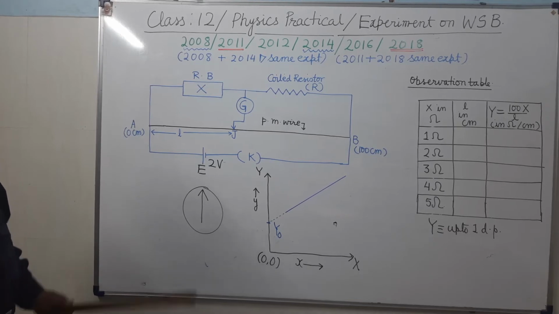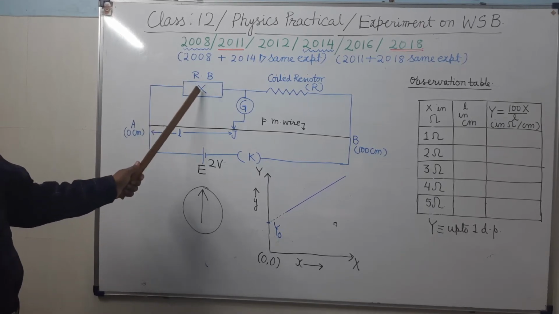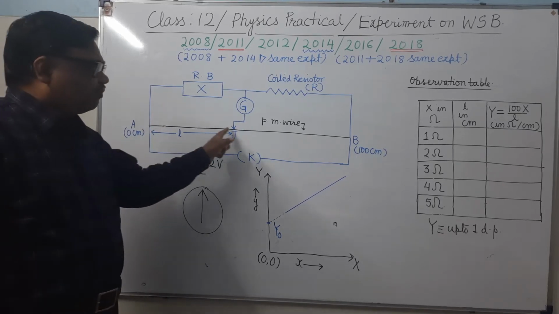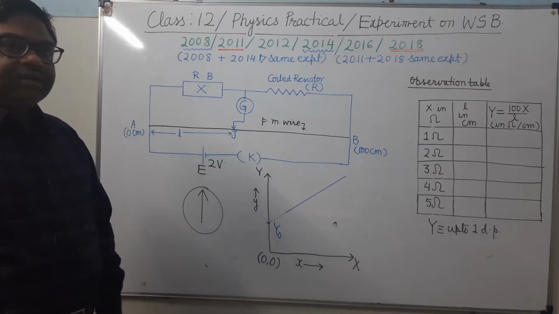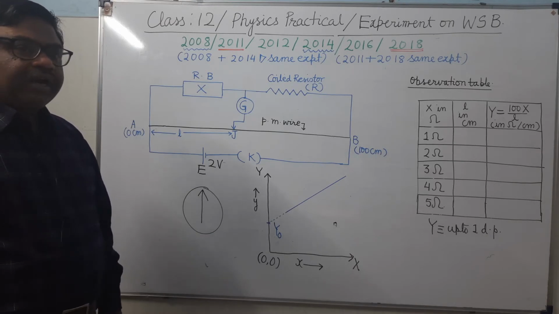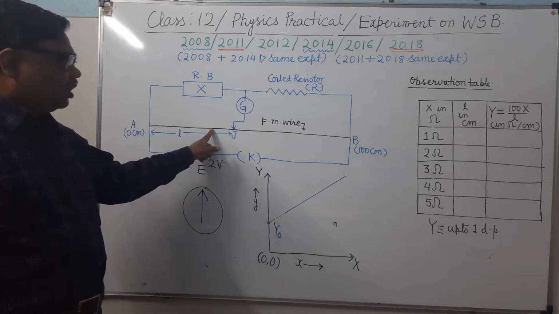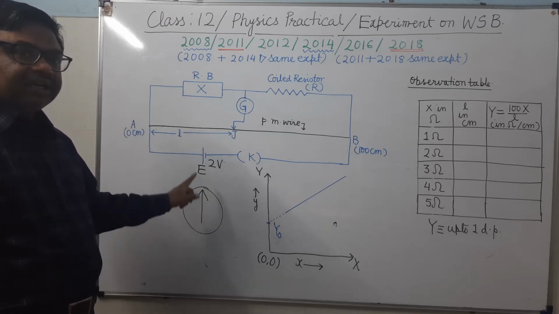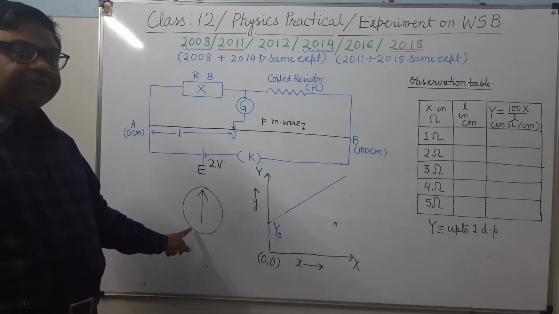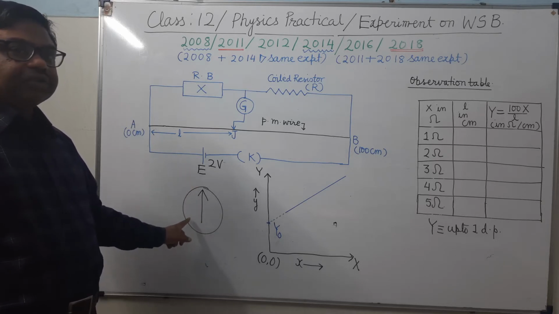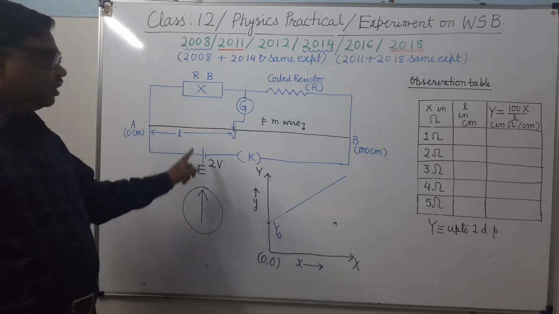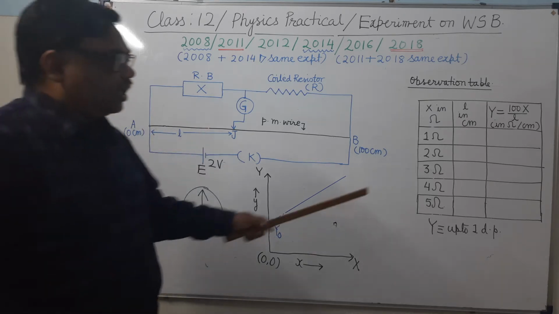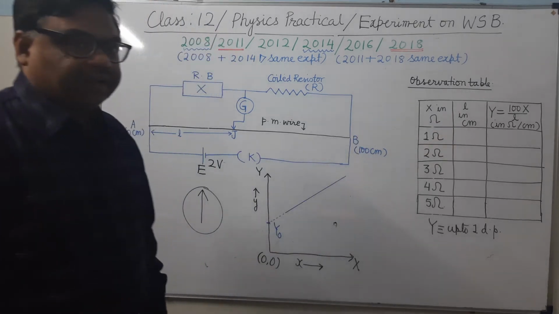How will you do it? You introduce 1 ohm resistance here. Touch the jockey at different points of the potentiometer wire and find the point at which the needle of the galvanometer is in the undeflected position. It is at 0. That will be the null point. You record that distance, that will be L. Here it will be written.